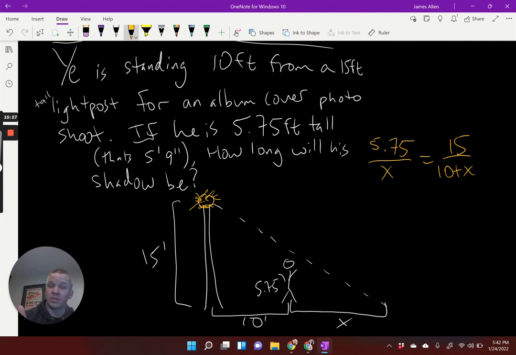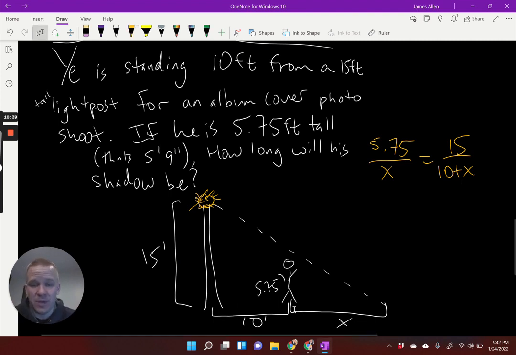Right? Its whole shadow is going to end at the same spot as Mr. Yi himself, if you will. All right, cool. So we're setting up similar triangles here, right? If I'm doing a triangle created by Kanye himself, that's 5.75 and that length. This triangle's height is 15, but the full length is 10 plus x.